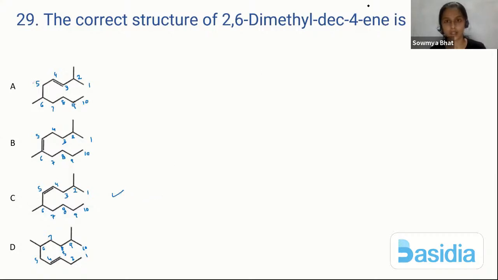Let's check the rest. Once you number the compound, you find where exactly the 4-ene is. That's only here. Option A is not the right answer. Option C is the right answer. That's right. So at the 4th position you have ene, at the 2nd position you have a methyl group, and at the 6th position you have a methyl group. So this should be 2,6-dimethyl dec-4-ene. That's the right answer.